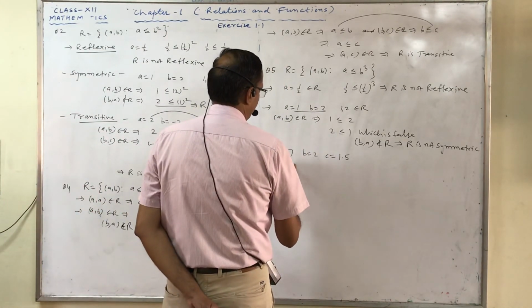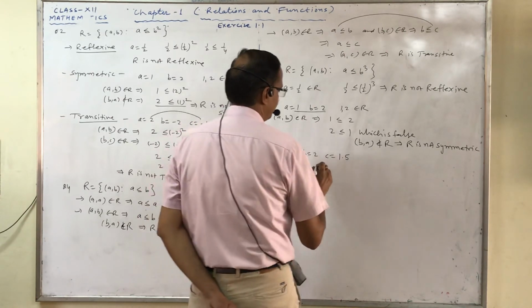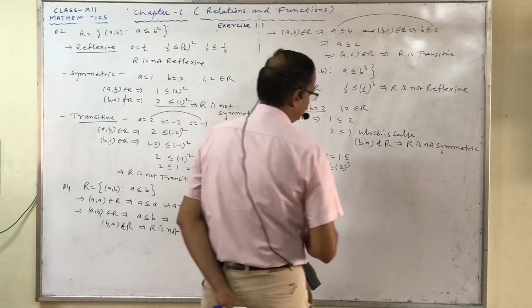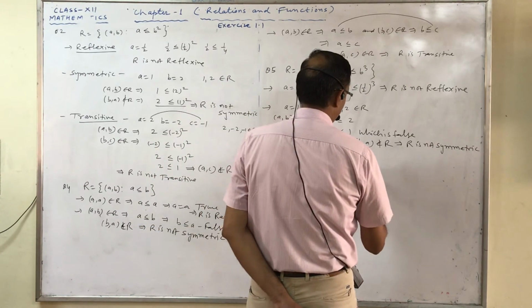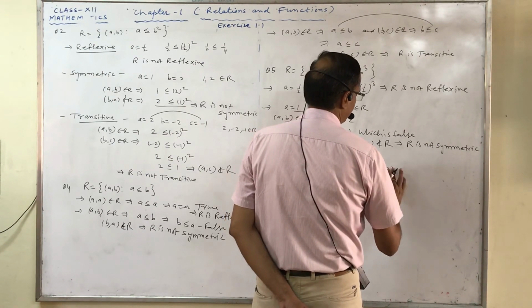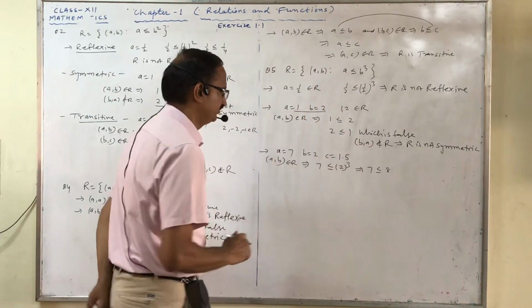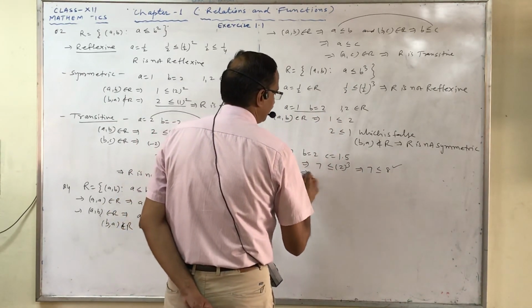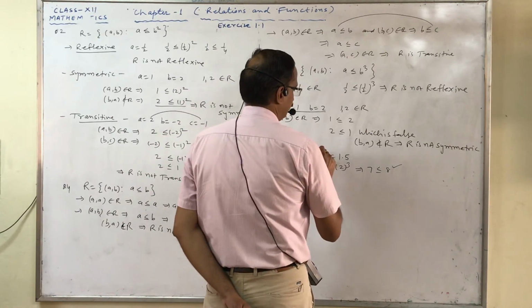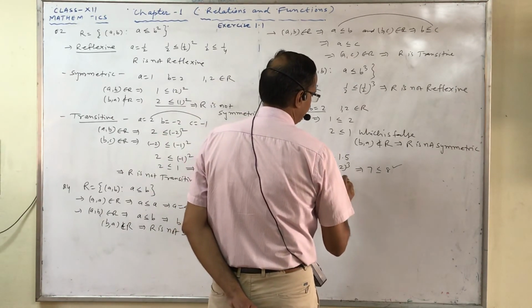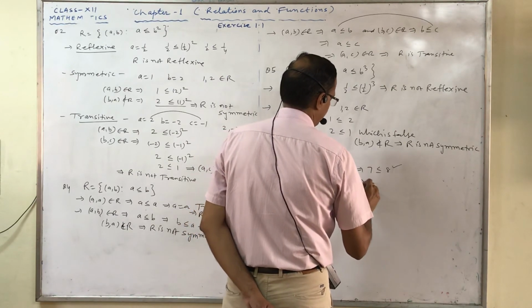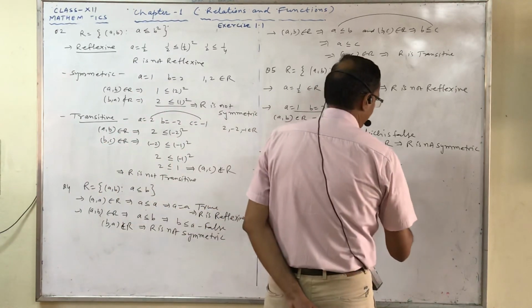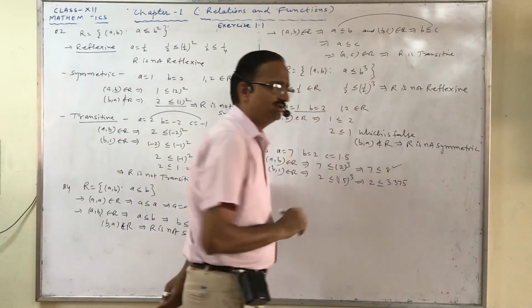Now (a, b) is related to R, this implies that 7 is less than or equal to 2 cubed. Yes, it is correct. Why? Because 7 is less than or equal to 8, since 2 cubed is 8. Now second one, (b, c) belongs to R means b is related to c. So we will take 2 and 1.5. 2 is less than or equal to 1.5 cubed. It means 2 is less than or equal to 3.375, the cube of 1.5. It is also correct.